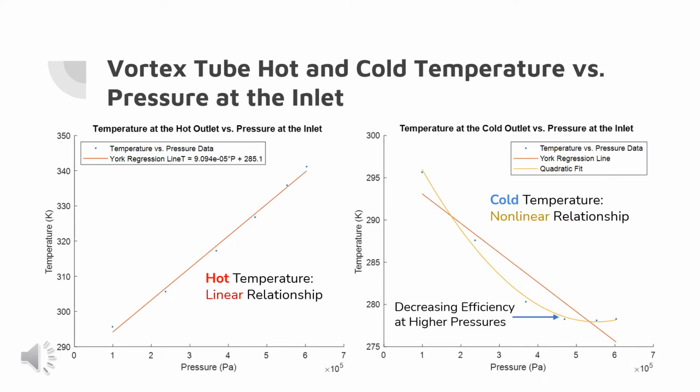After this, we characterize the vortex tube outlet temperatures versus the pressure at the inlet. The temperature for the hot outlet has a linear relationship with inlet pressure, but the temperature for the cold outlet has a non-linear relationship. Fitting the data to a quadratic seems to produce a better fit for the data, even though the true relationship is actually not quadratic. On top of this, the cold temperature stopped decreasing, meaning that the vortex tube's efficiency at the cold outlet goes down with increasing pressure. From the graph, this pressure where the temperature stops decreasing is about 45,000 pascals, or about 50 psi.